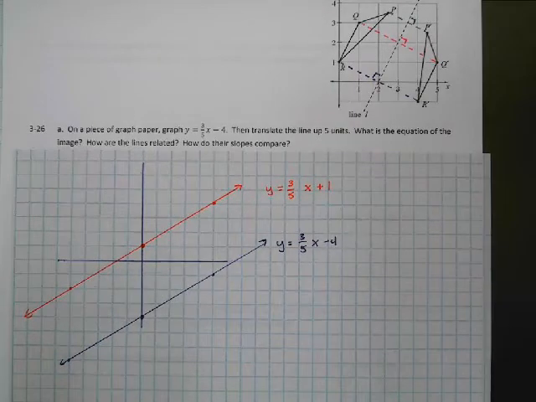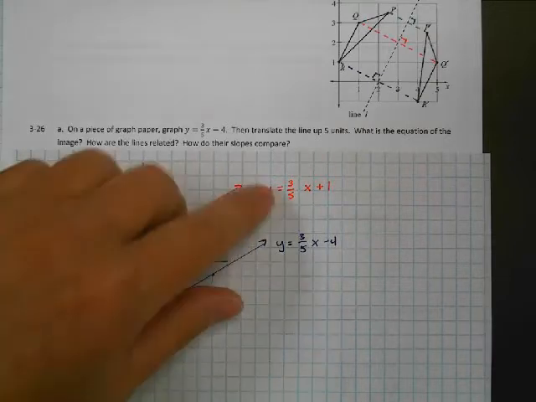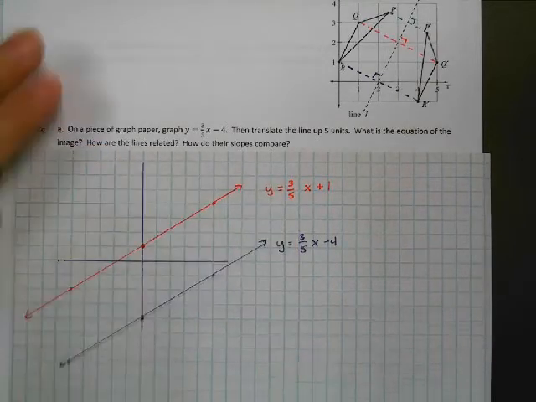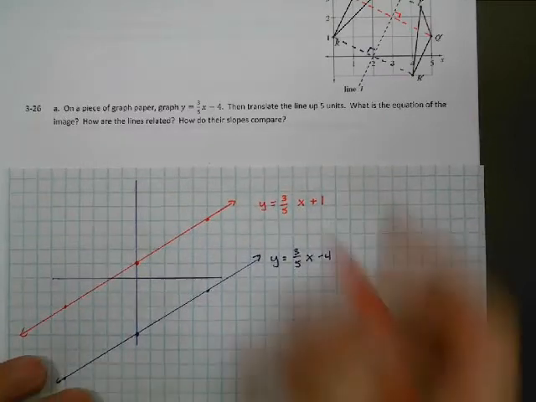All right, so how are those lines related to each other? Well, it looks like they have the exact same slope. Between here and here, 3/5 is the slope on both of them. So they have the same slope.